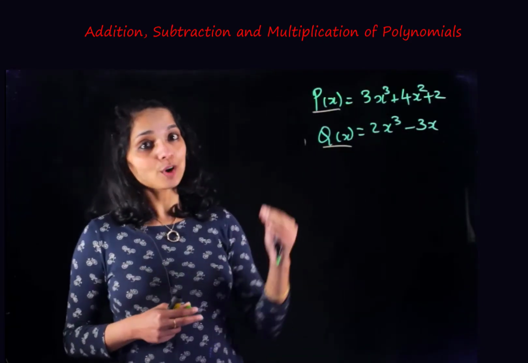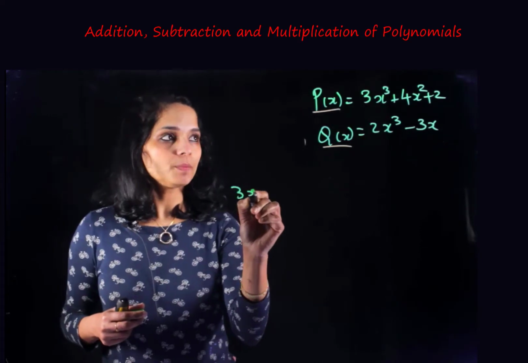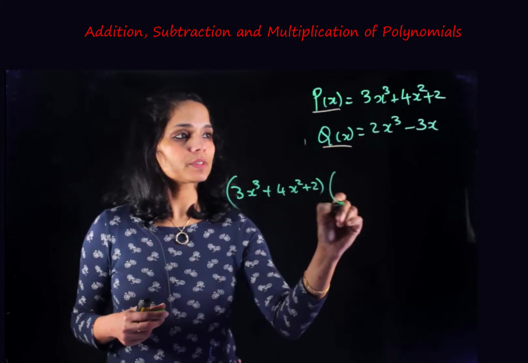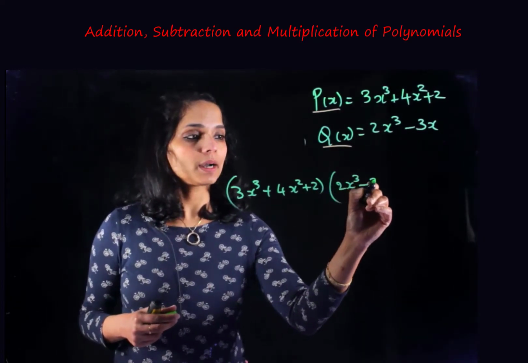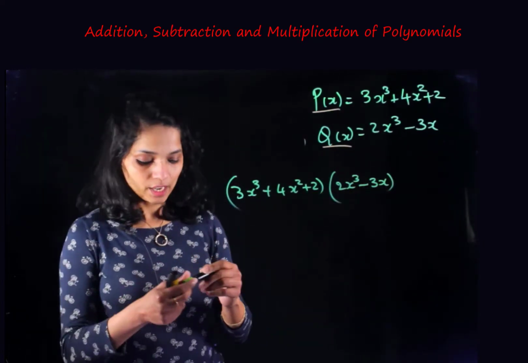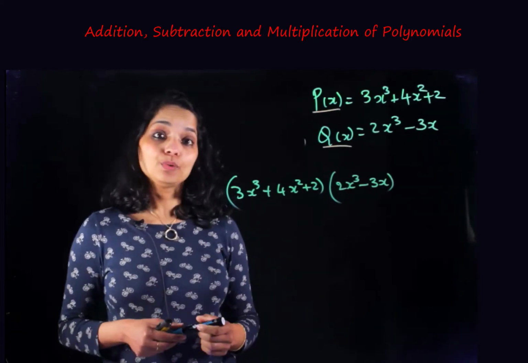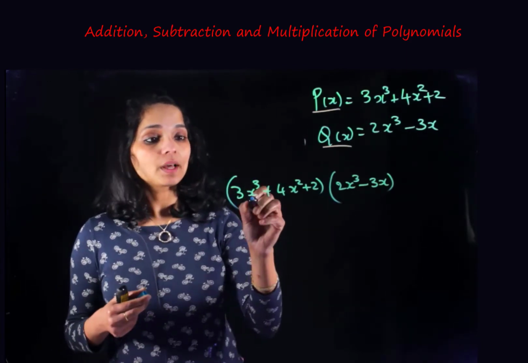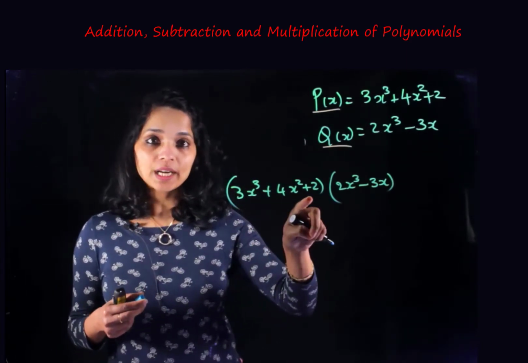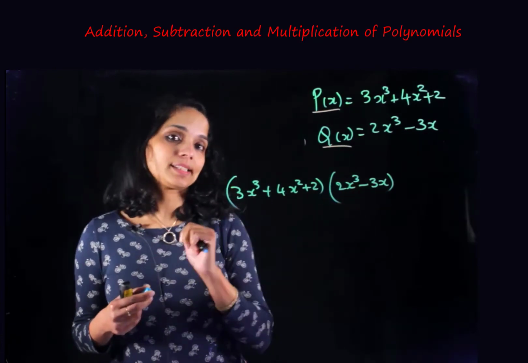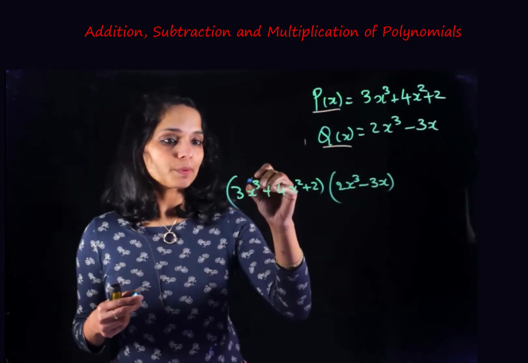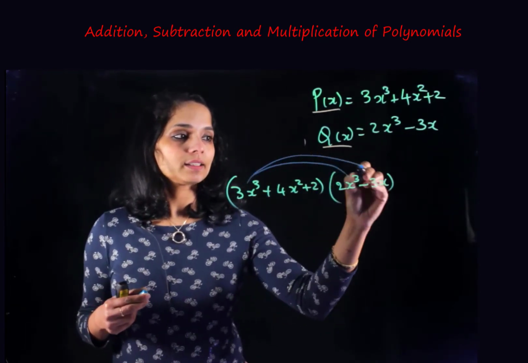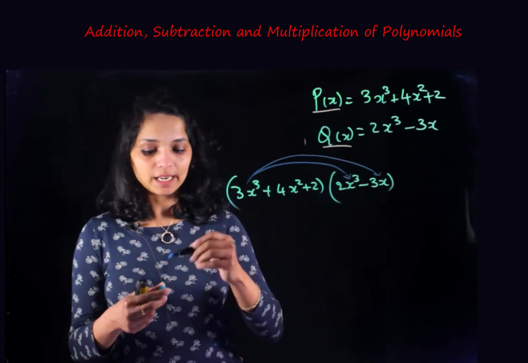Now let's find the product of these two polynomials: 3x cubed plus 4x squared plus 2 times 2x cubed minus 3x. When we multiply, we're going to use the distributive law. We need to multiply every term in the first bracket with every term in the second bracket. So we need to first multiply 3x cubed with the first term in the second bracket and the second term in the second bracket.